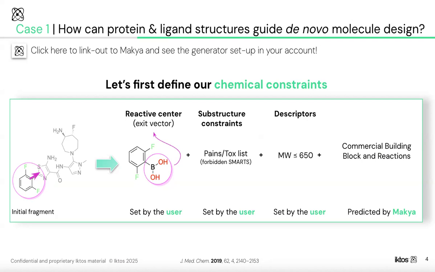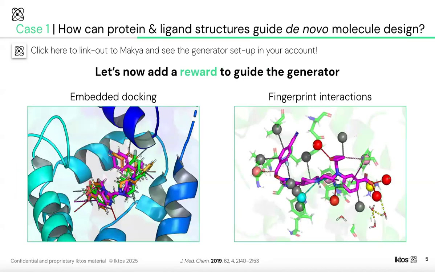We can also apply descriptor filters like limiting molecular weight. These are constraints that reflect your real-world project needs. Finally, Makya predicts compatible building blocks and reactions from commercial datasets, ensuring what's proposed isn't just theoretically interesting, but also synthetically accessible.